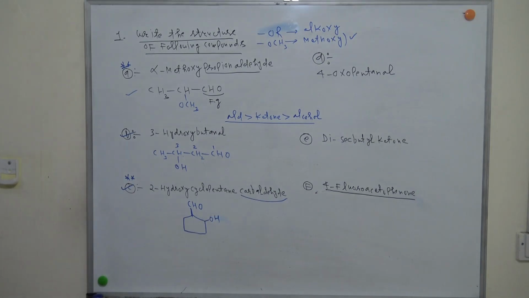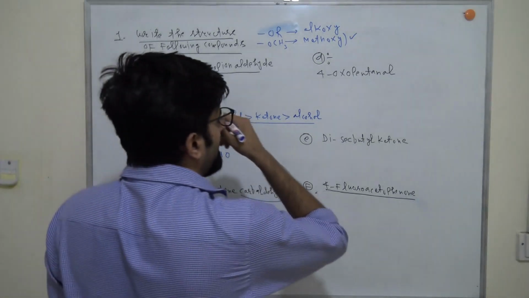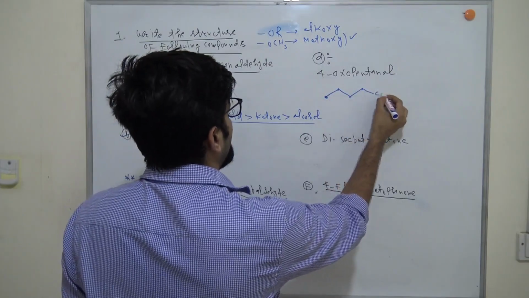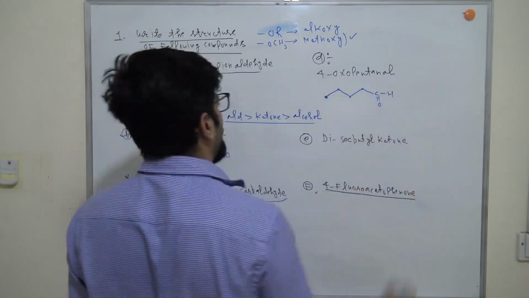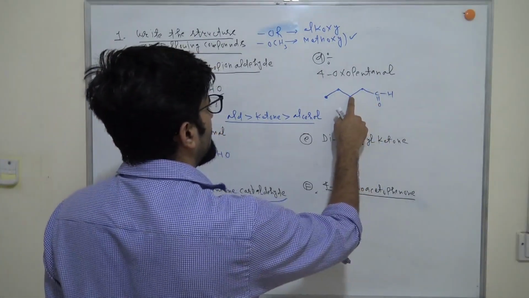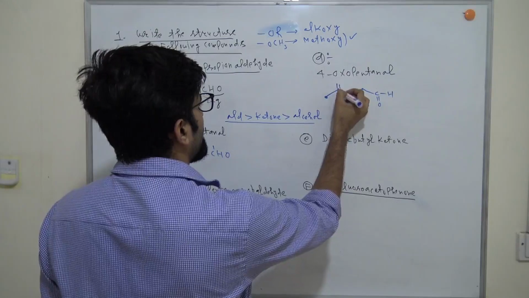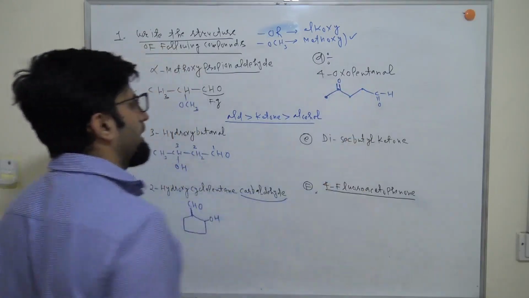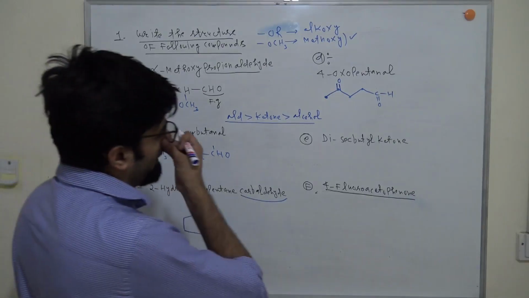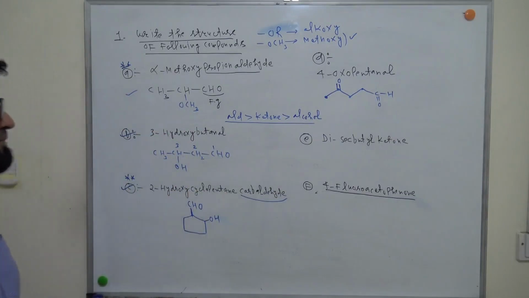Okay, so the next one is 4-oxopentanal. Start from the end. Pentanal, okay. So 1, 2, 3, 4 and 5. This is CHO, pentanal. Okay, modern representation, make it easy. 1, 2, 3. At 4 we have oxo. Oxo is the prefix for ketone. Okay, done. 4-oxopentanal. Done, guys.